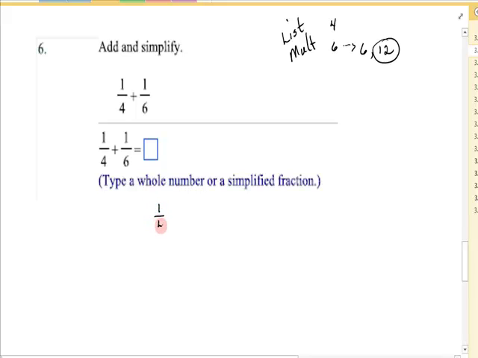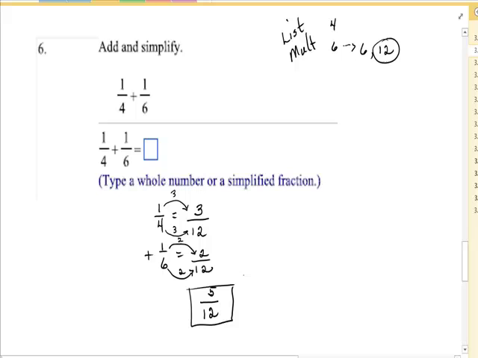So I have 1/4 plus 1/6, and I have 12. 4 goes into 12 3 times, and 3 times 1 is 3. 6 goes into 12 2 times, and 2 times 1 is 2. Common denominator is 12. Add the numerators for 5/12. 5 and 12, that cannot be reduced. That's my answer.